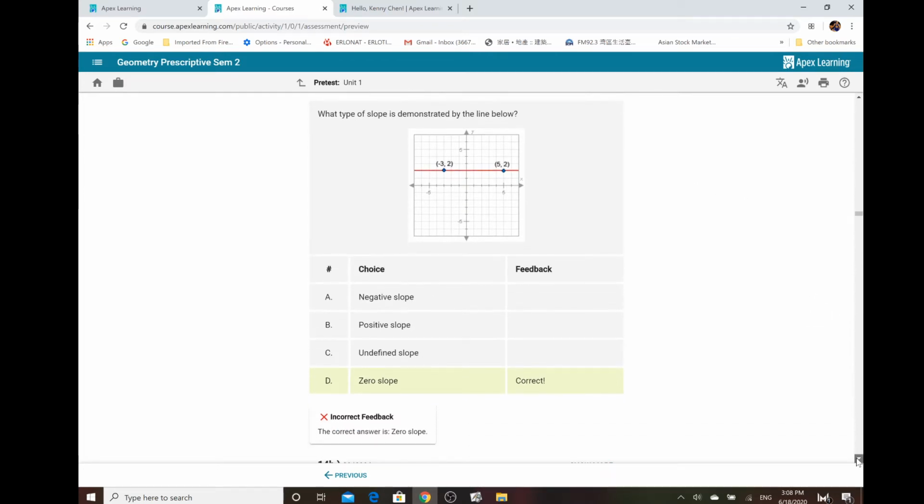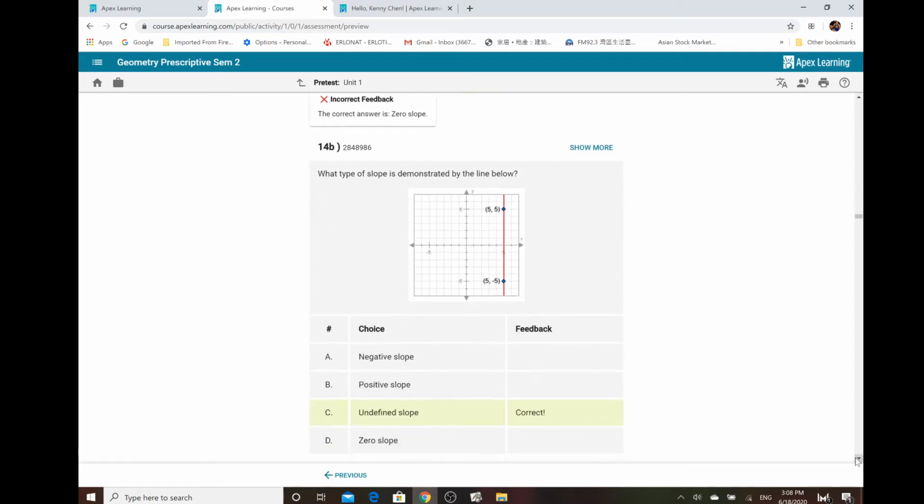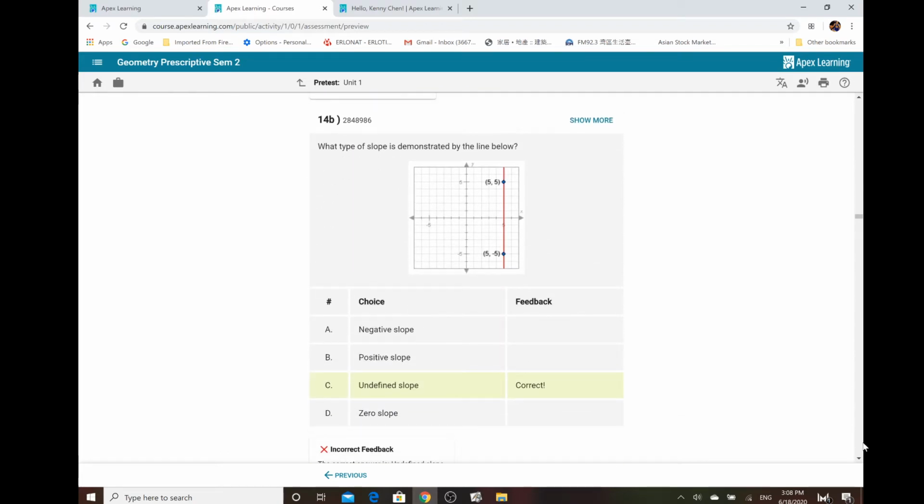So now let's move on to the next one. And what about if it's a vertical straight line? If it's a vertical straight line, that means the slope is undefined, because the vertical line doesn't show any kind of steepness either. So this one is undefined.